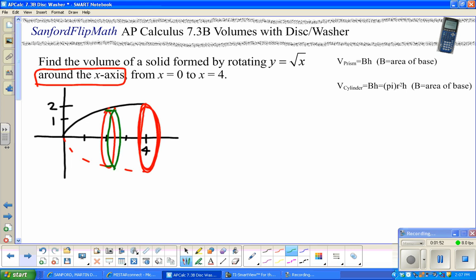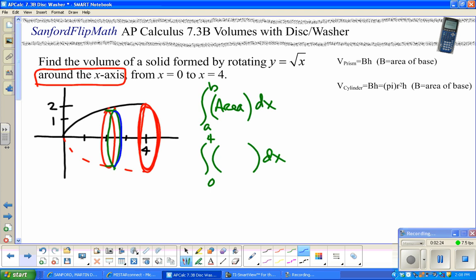Just like in the last section, what I want to do is find the area of this cross section, times the thickness, and add it up from a to b. In this case, we're taking x values from 0 to 4, and we need an expression for that area. The shape of this cross section is a circle, and you're familiar with the fact that the area of that circle is pi r squared. So now the question is, what's r?